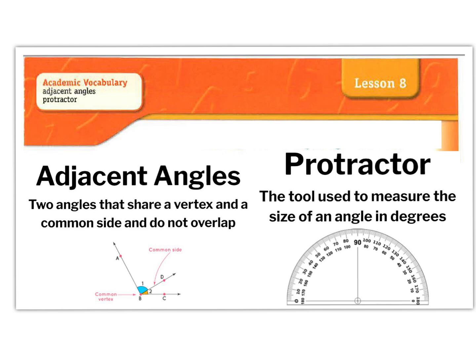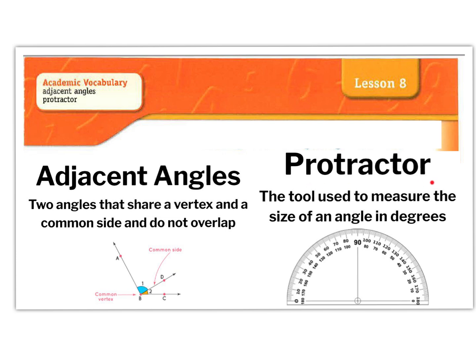Here are our words for today, adjacent angles. This is two angles that share a vertex, so they share a common point and a common side and do not overlap. So here's the common vertex right here, and here's the common side. Angle 1 is in blue and angle 2 is in orange. Angles 1 and 2 are adjacent angles. They share a vertex and a common side.